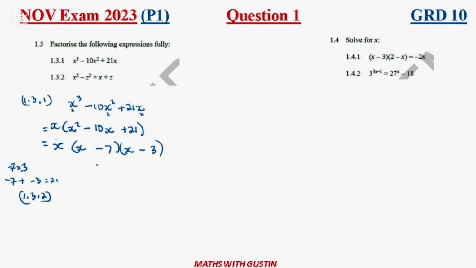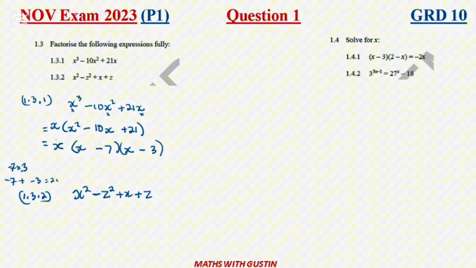Right, so let's have a look at 1.3.2, which is going to be x squared minus z squared plus x plus z. Okay, great stuff. So now let's see how you deal with a question like this one here. What you can do here, you have a look at this part here. This part here is a difference between two squares, as you can see.